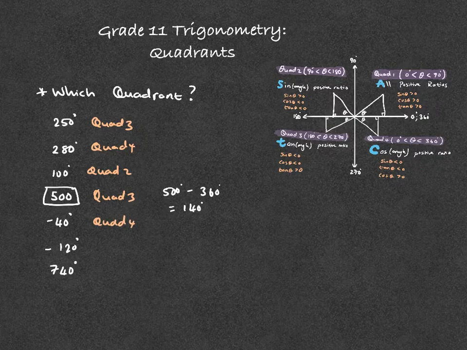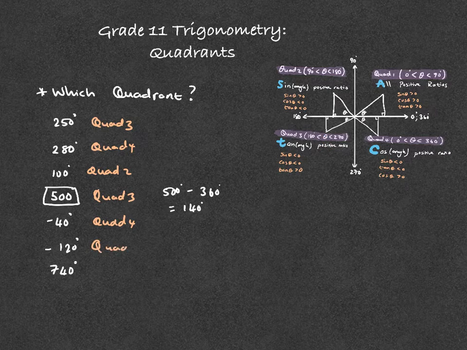All right. And then minus 120, that means you're going to go further than just the first quadrant. That's minus 90. So minus 120 is between minus 90 and minus 180. So that would be in quadrant 3.